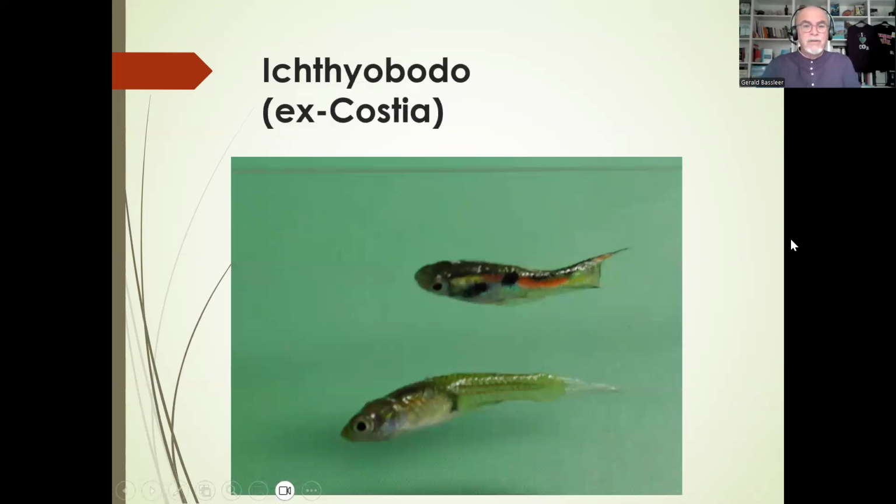And then the next parasite is Ichthyobodo, used to be called Costia, that can affect externally the body of the fish, of the guppies. You can see here the frayed fins. The fish becomes skinny.